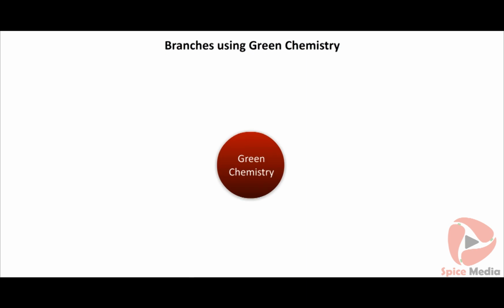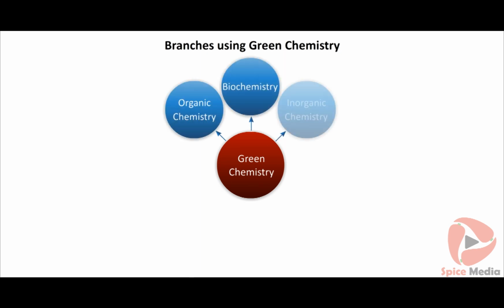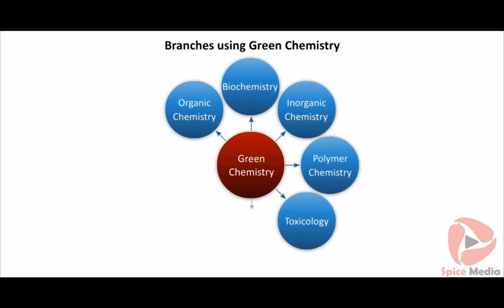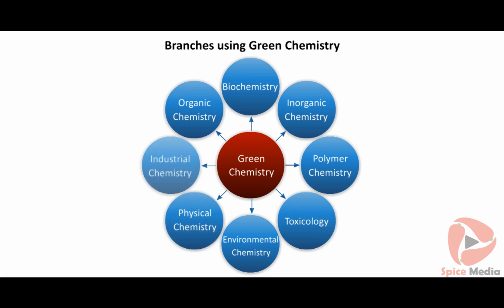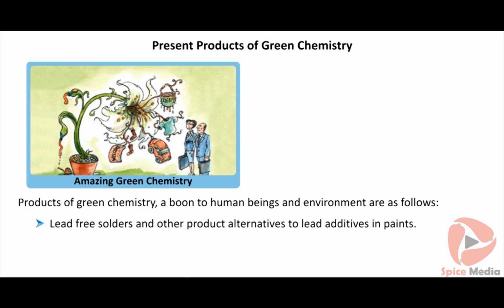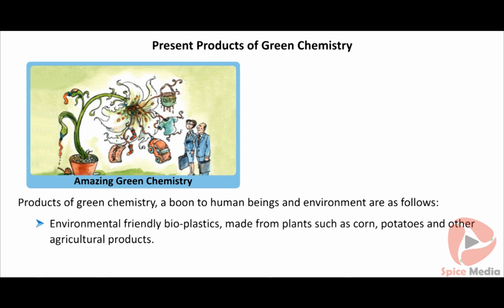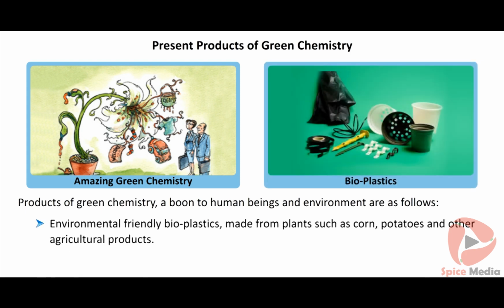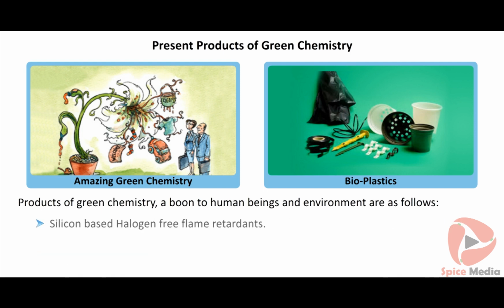Green chemistry technology have been developed in almost all branches of chemistry, including organic, biochemistry, inorganic, polymer, toxicology, environmental, physical, industrial, etc. Product of green chemistry is a boon to human beings and environment. Some of them are as follows: lead-free solders and other product alternatives to lead additives in paints. Development of cleaner batteries. Environmental friendly bioplastics are made from plants such as corn, potatoes and other agricultural products. Flame resistant materials. Silicon-based halogen-free flame retardants.